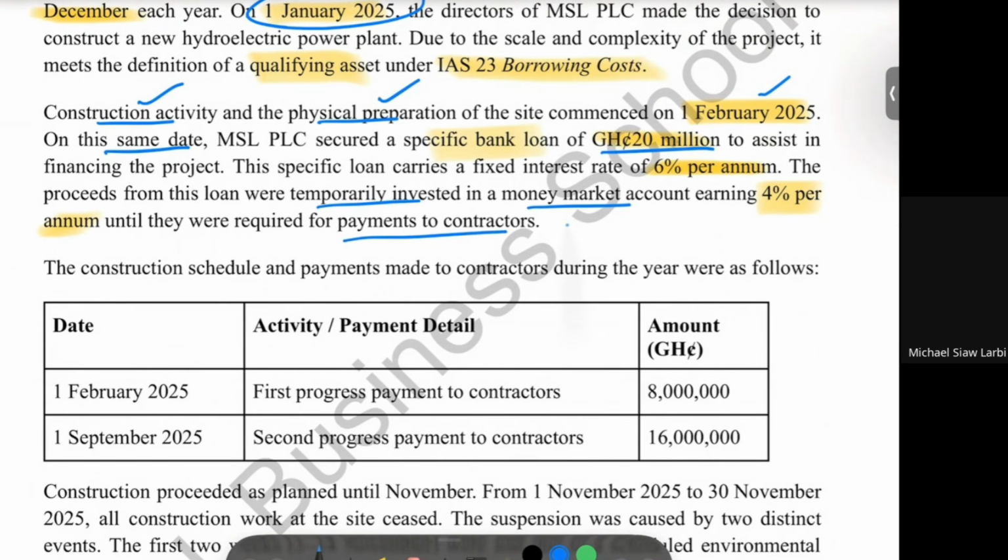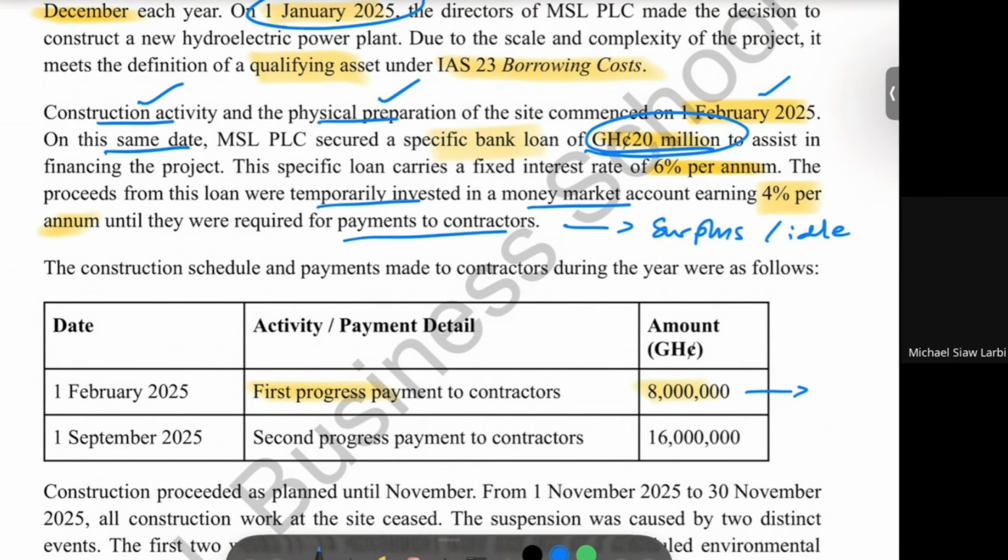So remember, anytime we realize there is a surplus, money that is not being used, surplus or idle funds available, we would invest the surplus or idle funds to earn 4% interest, okay? The construction schedule and payments made to the contractors during the year were as follows. On 1st of February, the first progress payment was made, and it was 8 million cedis. Do not forget, you went for a loan of 20 million. So if you spend 8 million here, then you have 12 million left from the 20 million loan. Okay, we'll come to that.